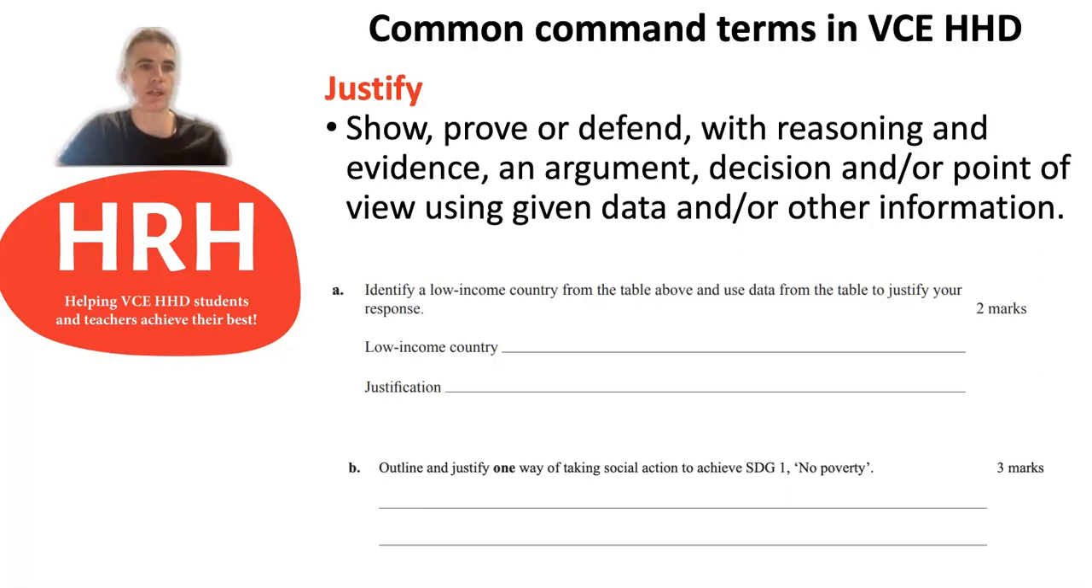So as I said there, it's like you're backing up a previous response and you're providing information to say why that's true. Then down the bottom there, outline and justify one way of taking social action in relation to achieving SDG 1, no poverty. So you're outlining the social action, and then you're justifying why it would help to achieve SDG 1, no poverty. And so once again, as I mentioned, you have to then make links regarding why the social action you provided is relevant to achieving SDG 1, no poverty. So as I said there, that term is really showing evidence or information to back up something else that you previously said within your answer.